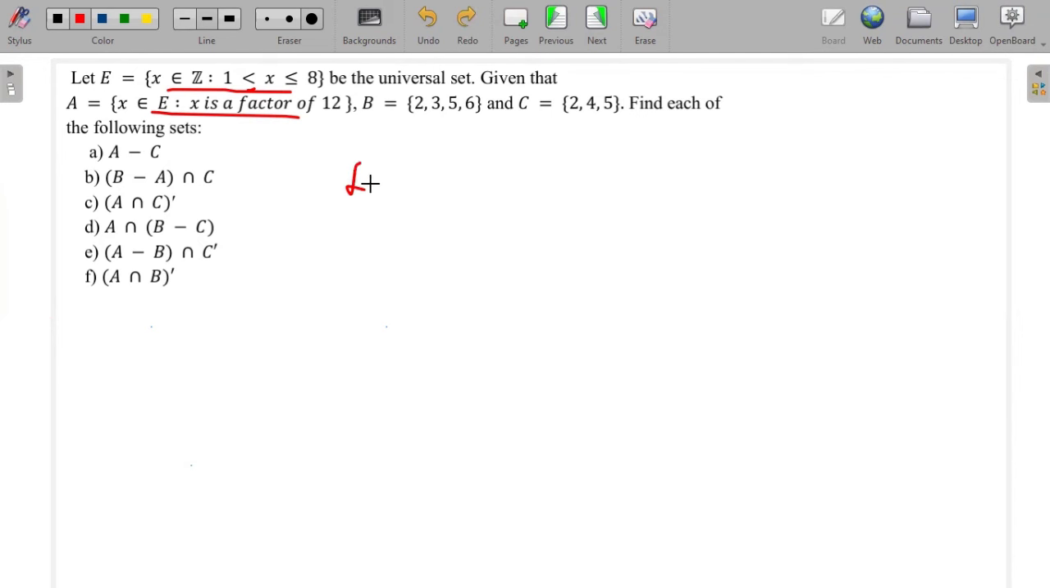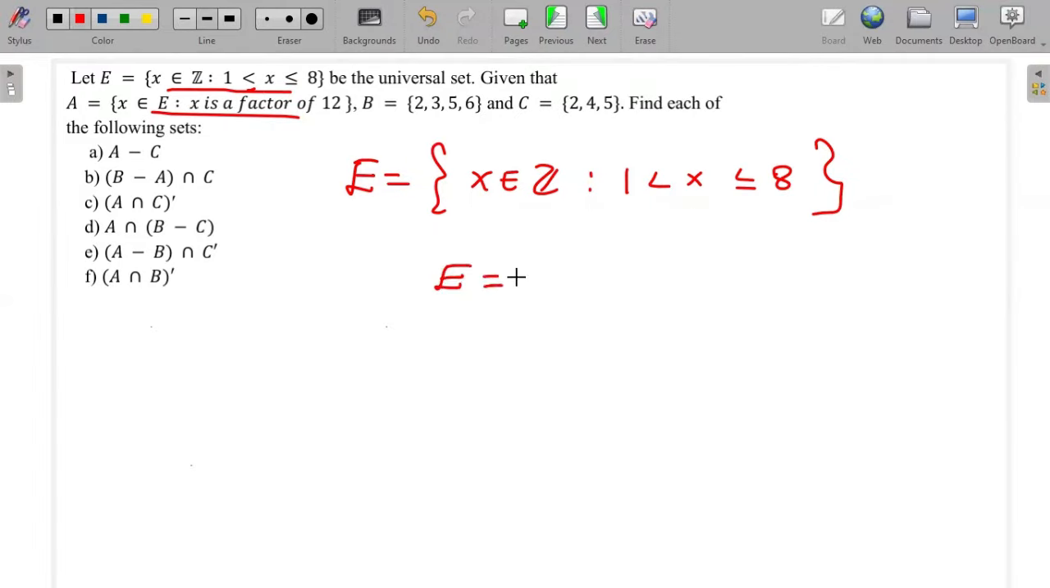Okay, so the first one was that the universal set has been described as x being an integer, such that this x is between 1 and 8. So which integers are between 1 and 8, inclusive? It means the universal set here is just going to be 2, 3, 4, 5, 6, 7, and then 8. Okay, so we have shown it now in roster form.